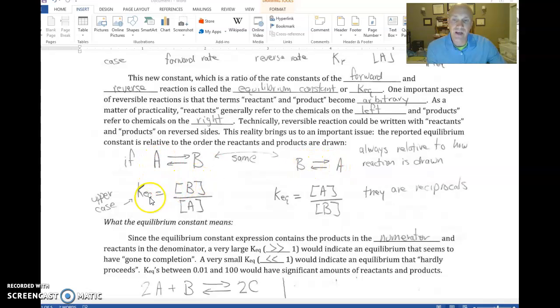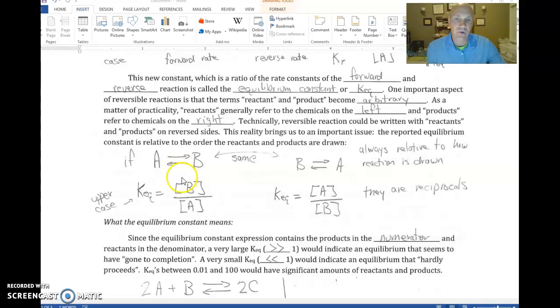Well, if we define our equilibrium constants as the stuff on the right divided by the stuff on the left, the constant that we end up getting could be very different depending on the way that we write this. So one thing that's important to remember is whatever your KEQ is that you report is always relative to the way the reaction is drawn.